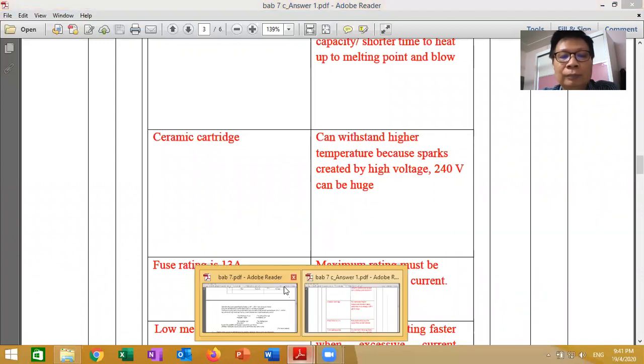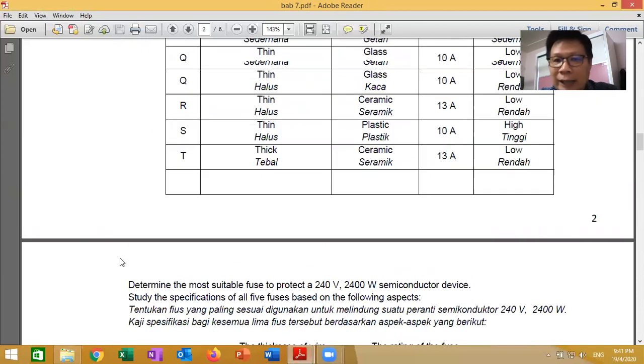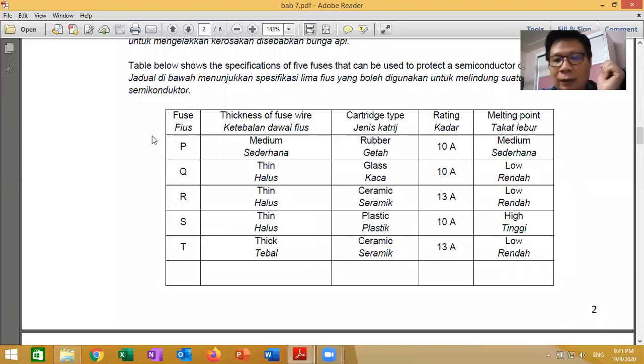Let me take a calculator first. Power 2400 divided by voltage 240. The current is 10 amperes. When the current is 10, you cannot choose exactly 10 ampere. Why cannot choose exactly 10? The reason is that every time you switch on, the fuse blows and cuts off, so you cannot use it. So the fuse must be slightly higher than 10. The best choice is 13. Choose 13.